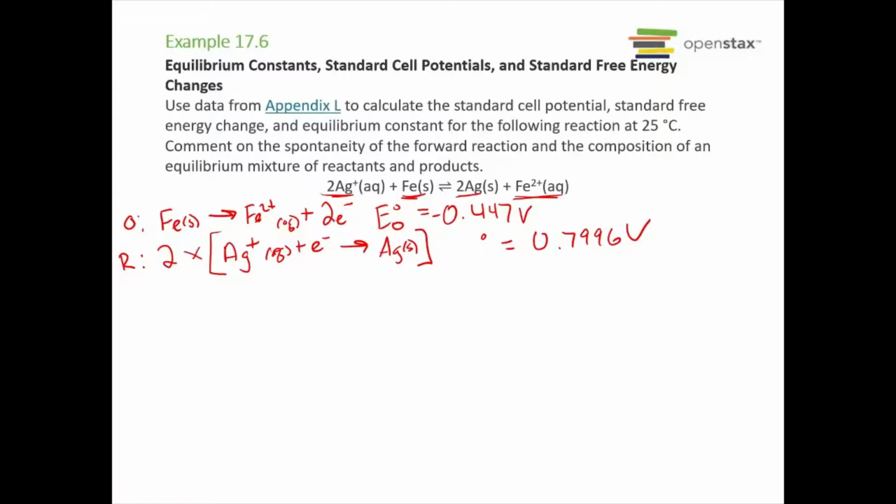Let's write this a little prettier. That looks better. So the potential for our cell then is cathode minus anode, and that gives us a positive 1.247 volts. Check something really quick. Appendix L is very big. It has lots of reactions, but it's mostly alphabetical order. So that does help a little bit.